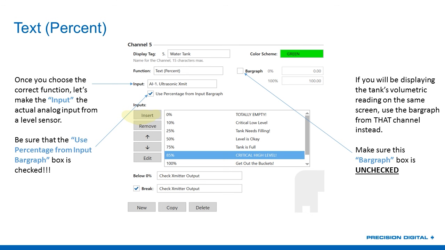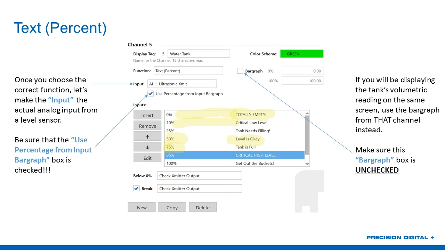But when we get to 10%, I want it to say critical low level. And so what's going to happen while the tank is sitting between 0% and 10%, it's going to show totally empty. So these are sort of like ranges. Let's say I get to 50% capacity. Well, it's going to say level is okay until I get to 75%. So hopefully that makes sense. It's within a range.